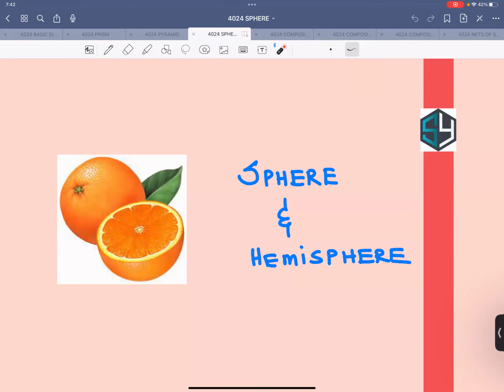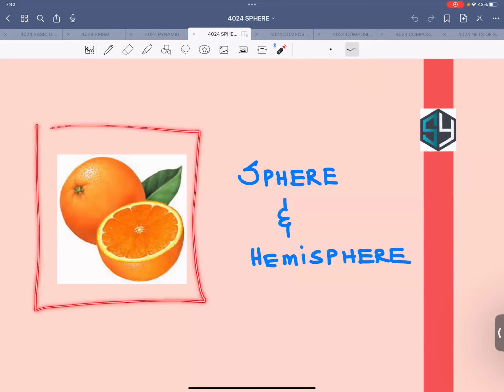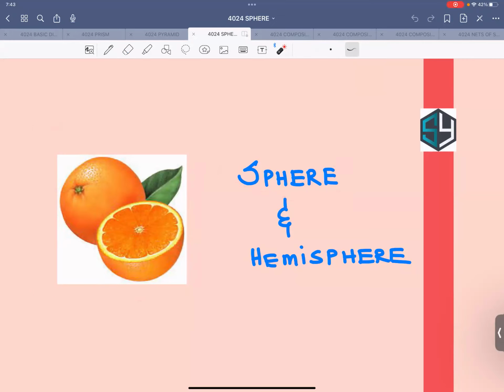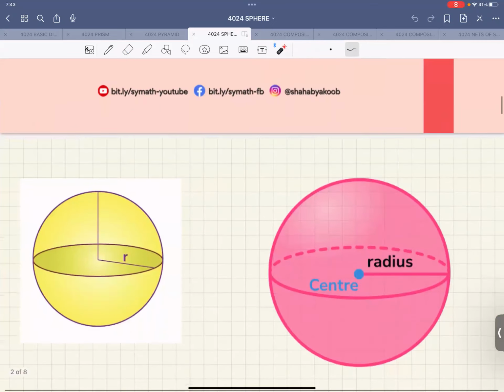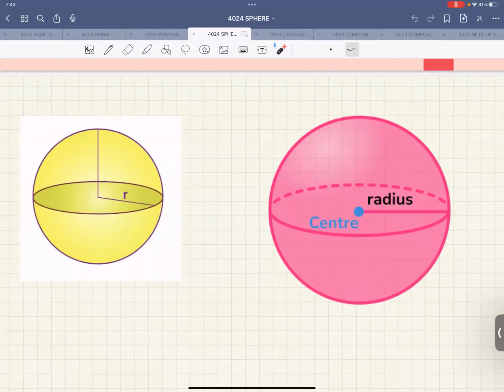Let's continue our journey of 3D mensuration related to spheres, something like an orange or a ball, or a hemisphere, something like an orange cut in half. Now, this is a figure that shows a sphere. So basically, a sphere is a circle in 3 dimensions.